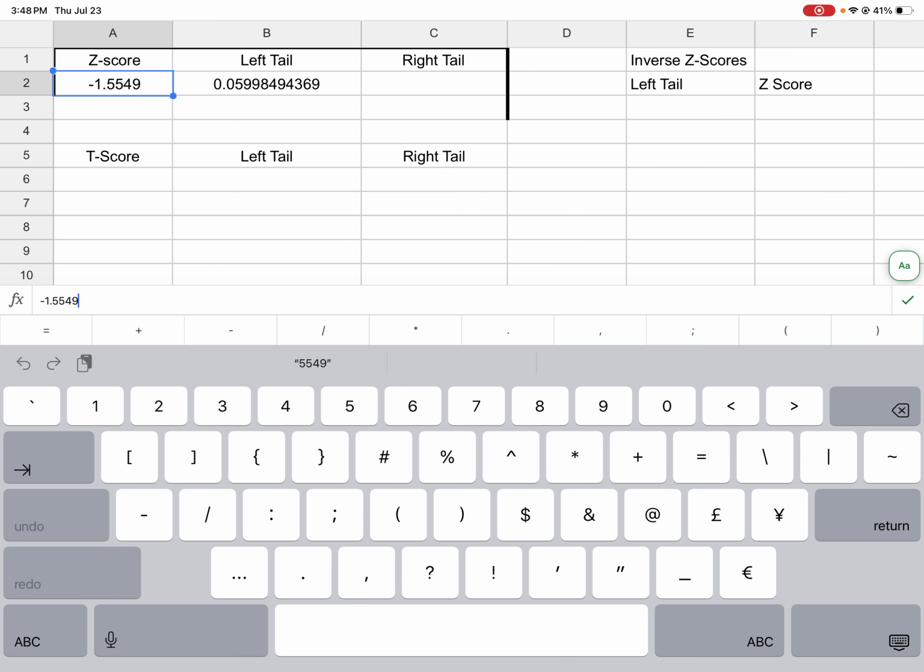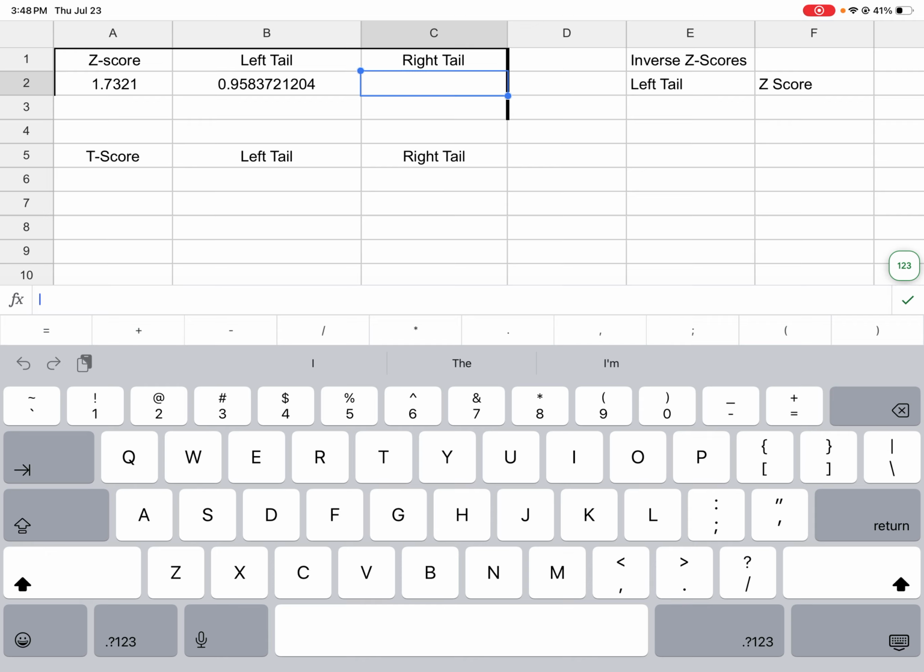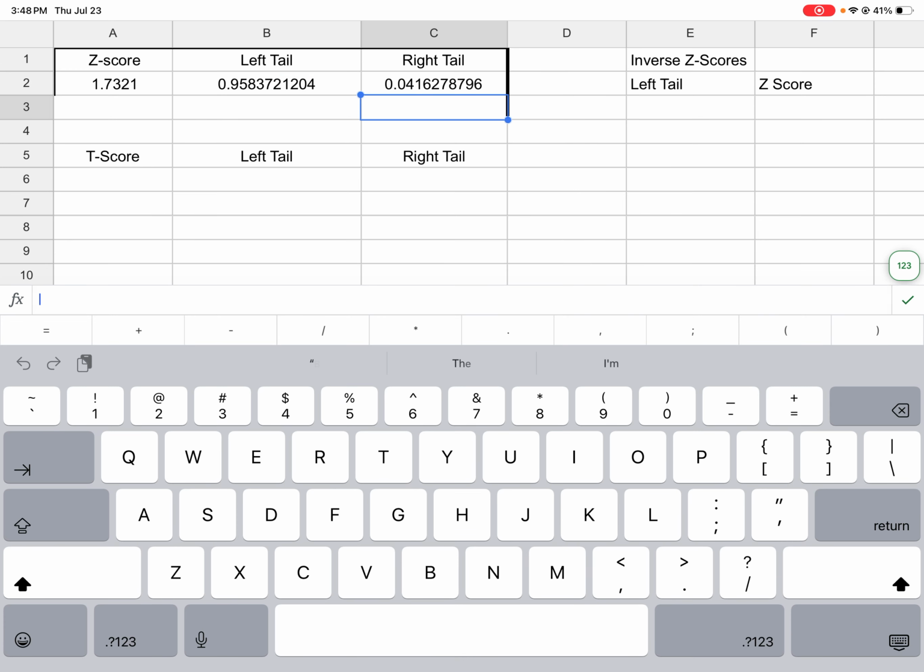So I'm going to type in the new z-score, 1.7321. It automatically updated the left tail because I already had the equals norm.s.dist, and I already clicked on the z-score. But I need the right tail. This is a right tail test. So to get your right tail, when you already know the left tail, we go equals 1 minus the left tail. So I'm going to jot down my right tail, 0.0421.